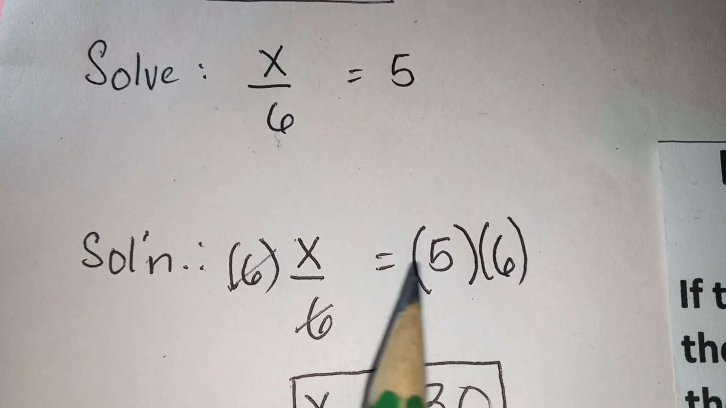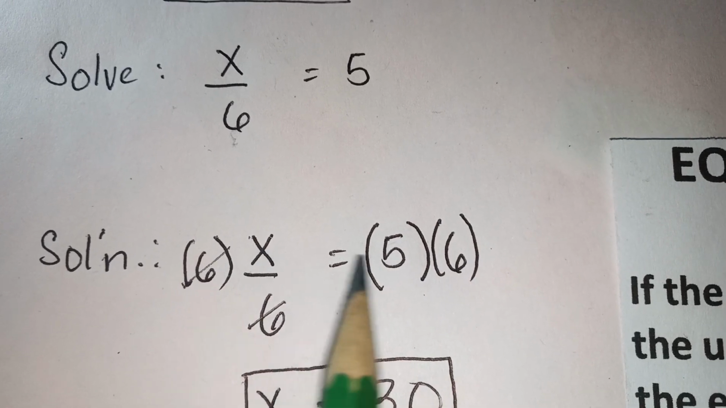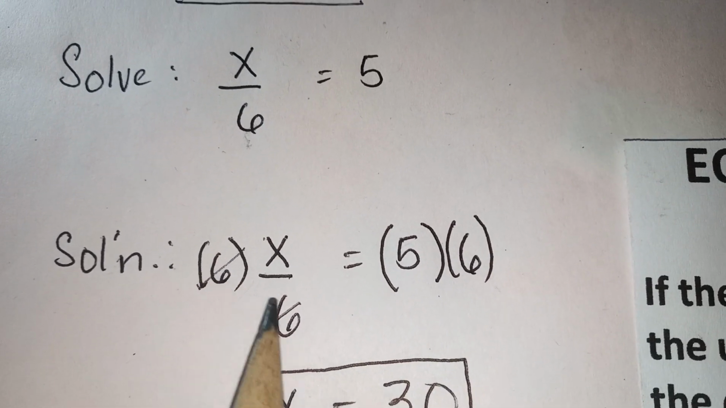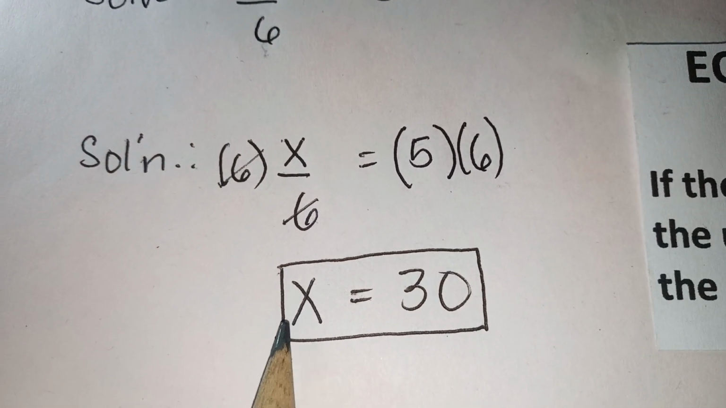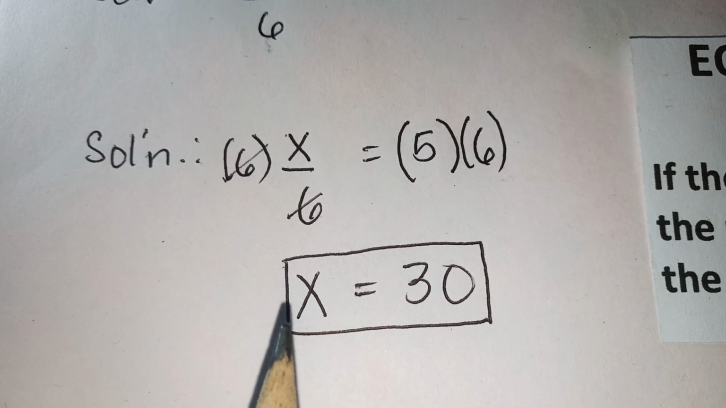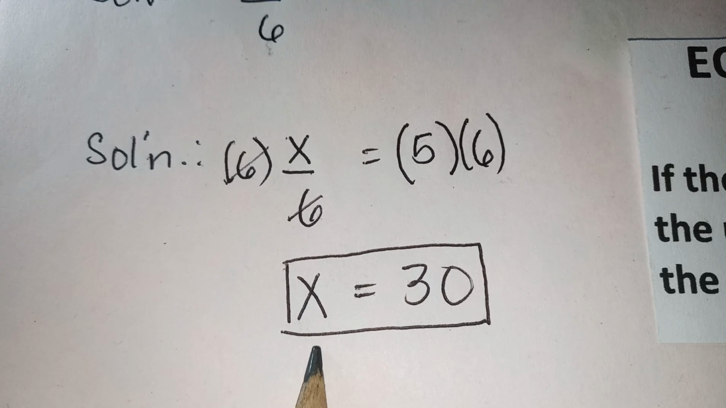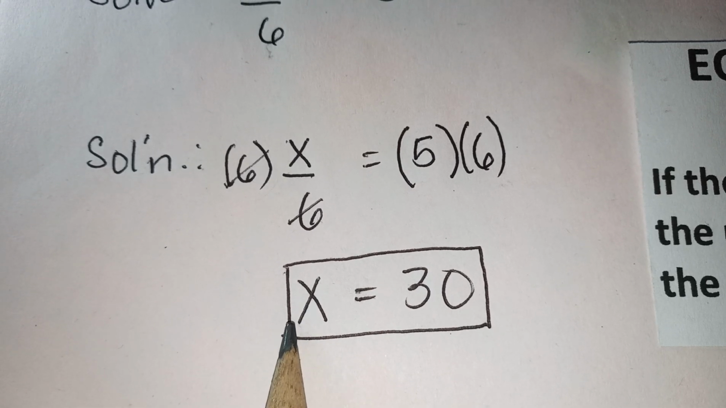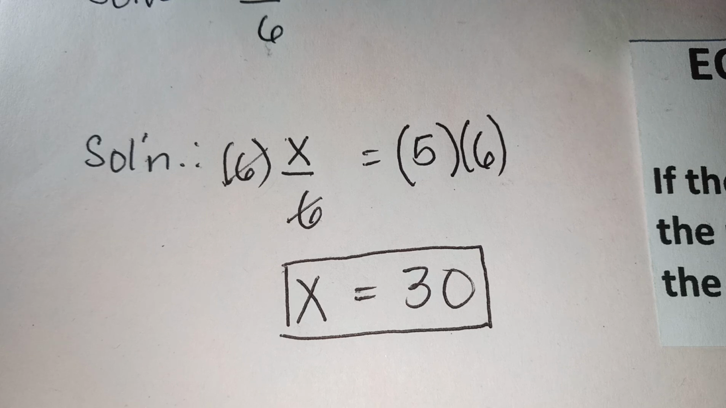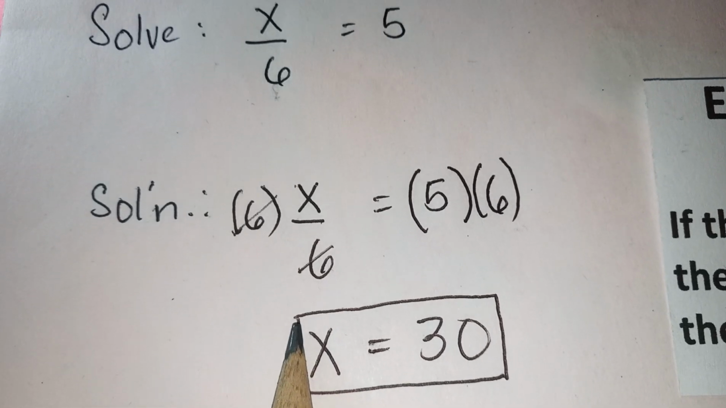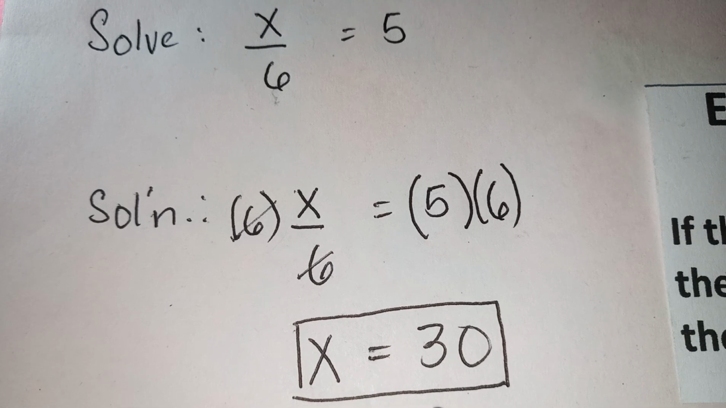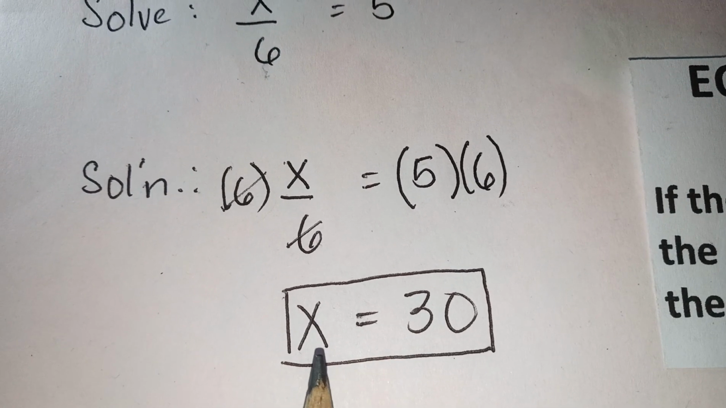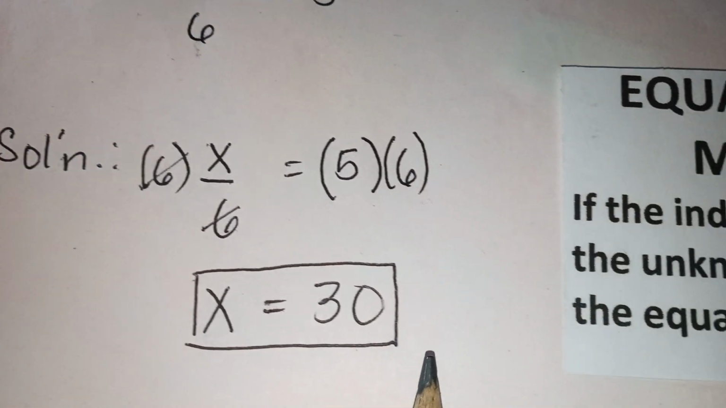Ayun, tinimes natin ng 6. Tinimes natin dito ng 6, dun din sa kabila ita-times natin. 6 divided by 6 is 1. 5 times 6 equals 30. So, pag nakita nyo, ang variable ay walang kasamang number, it is understood na mayroong 1. Hidden nga lang. Okay? Pwedeng 1x or simply x. Hindi na sinusulat ang 1. Understood na yun na may 1. So, ang value ng x ay 30.